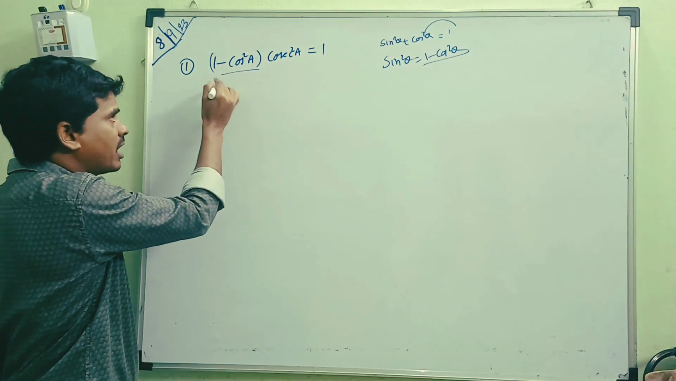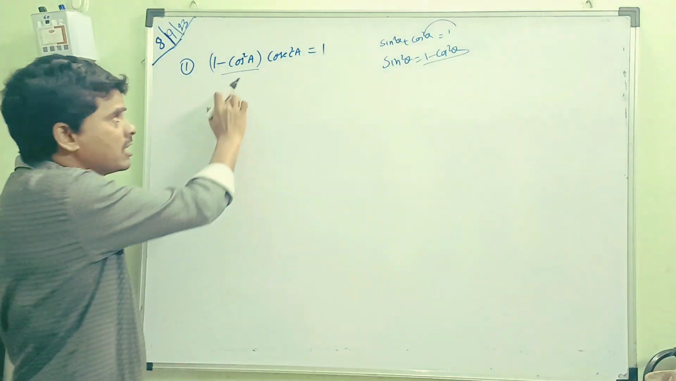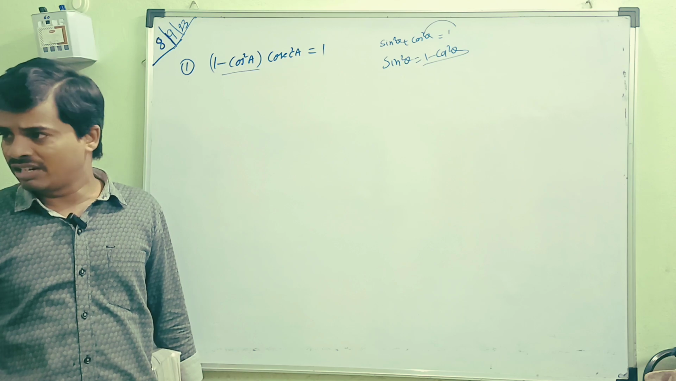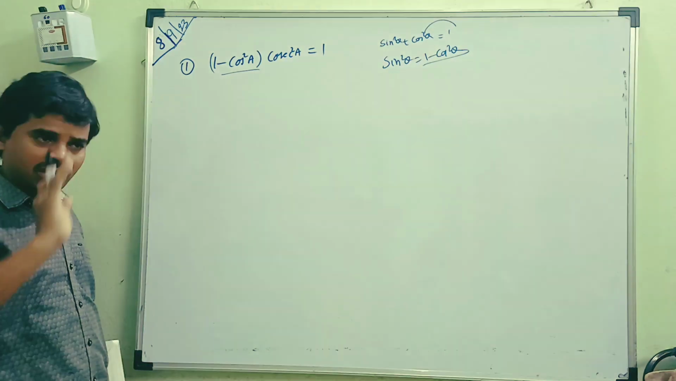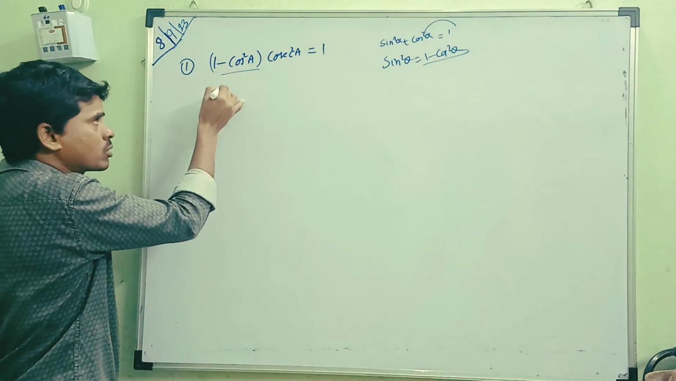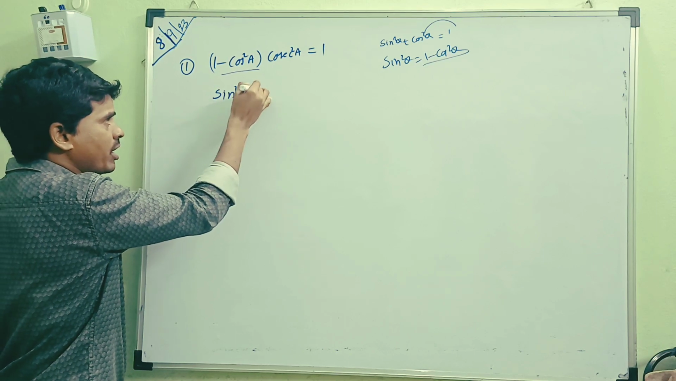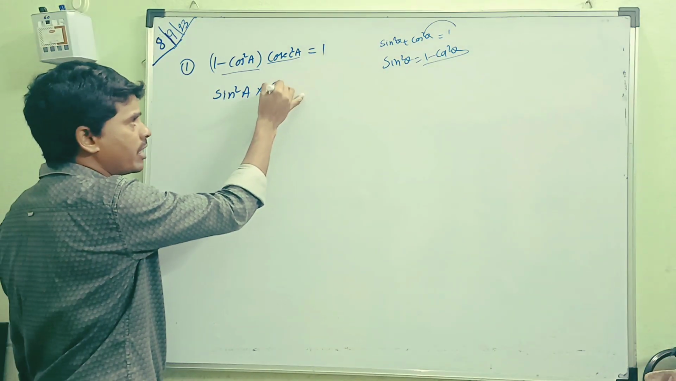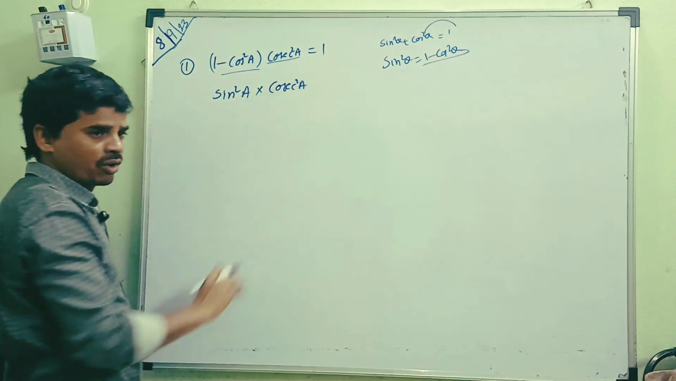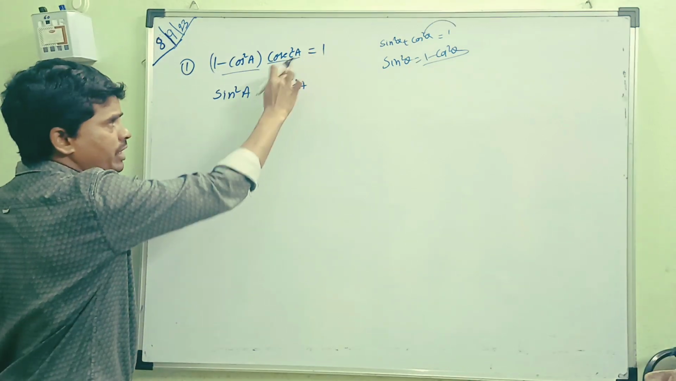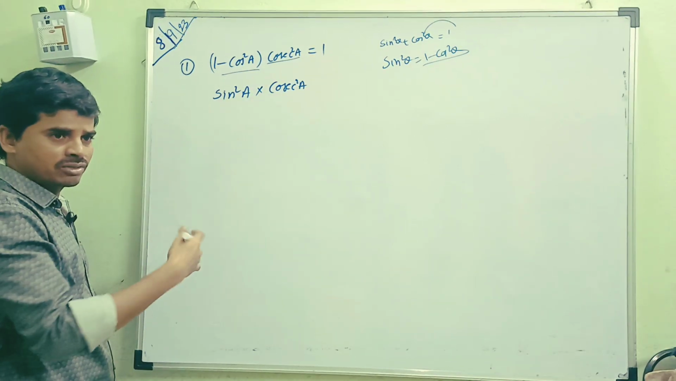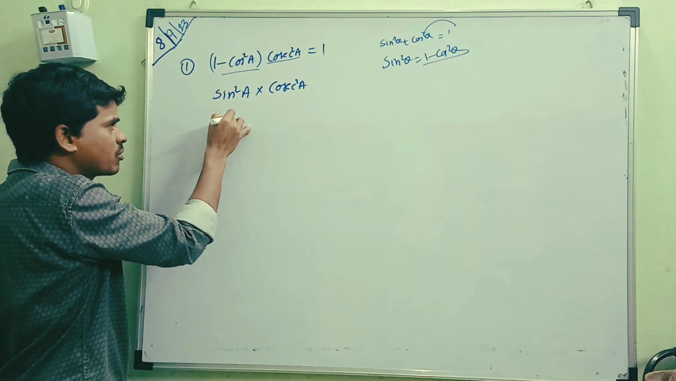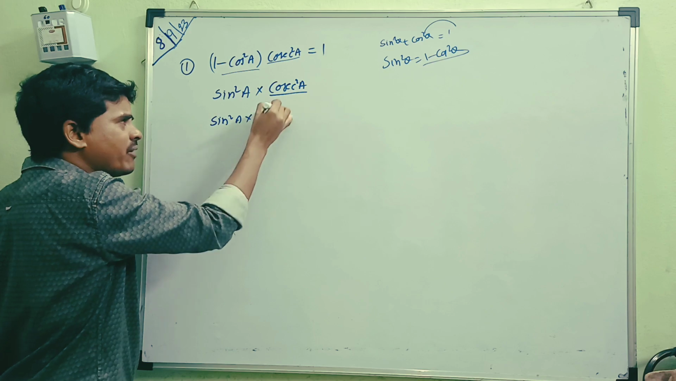1 minus cos square we can convert into sin square. Then sin square into cosecant square, both are reciprocals, they will cancel easily. So that we have to imagine first. So 1 minus cos square we write as sin square A into cosecant square A, right? And in the next step we have to convert. We need to get 1. That means both should cancel. So where is the chance to get 1? Cosecant square A we can write as 1 by sin square A.